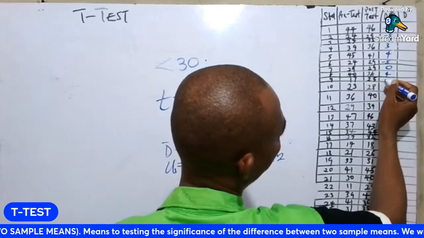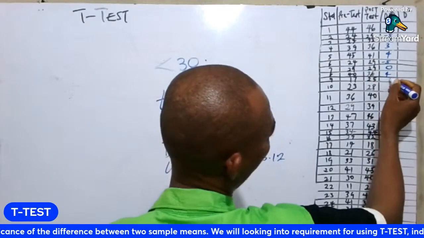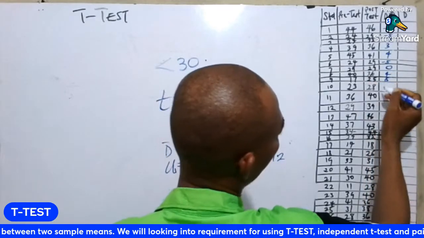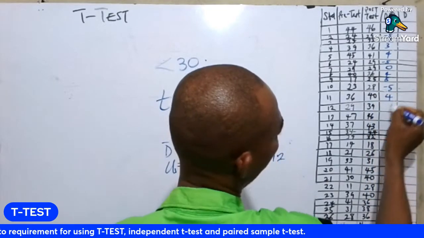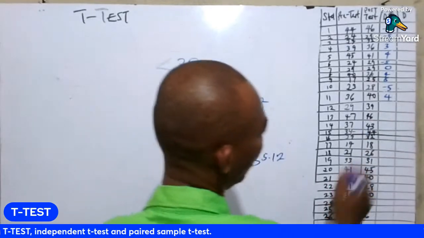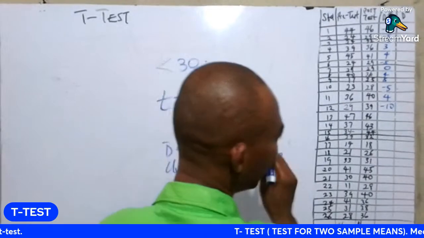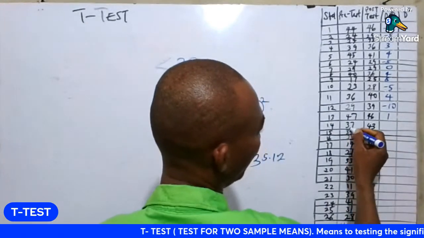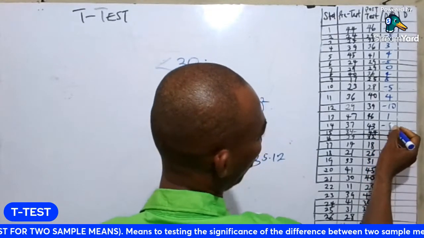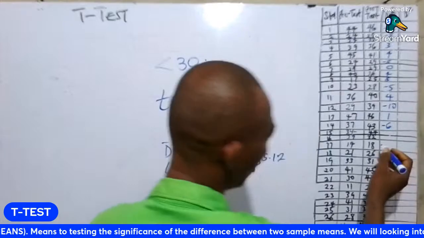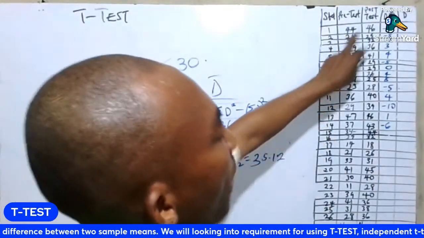17 minus 25, that will give me 8. 23 minus 28, that will give me minus 5. 36 minus 40, that will give me 4. 29 minus 39, that will give me minus 10. 47 minus 46, that will give me 1. 37 minus 43, yes, that will give me minus 6. And the same thing like that. So you get your difference. That is the difference between the first group and the second group.